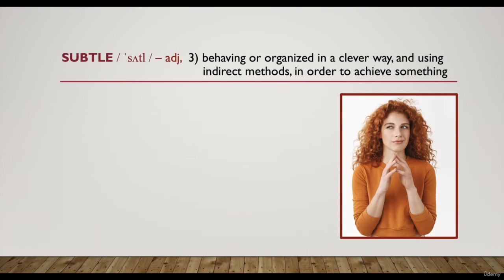And the third meaning of the word subtle is behaving or organized in a clever way and using indirect methods in order to achieve something. If you look at this picture, you can see that this woman here is kind of thinking of something, and she has maybe come up with a subtle plan to do something. She might have a goal, and she's going to use some indirect methods to achieve it.